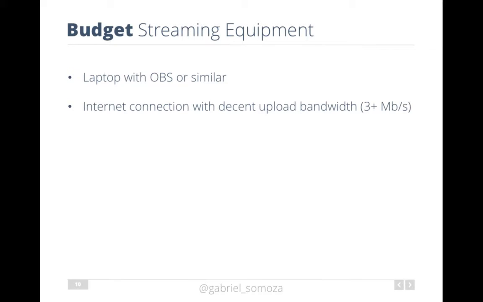Of course, you need an internet connection with decent upload bandwidth. As you probably know, upload bandwidth is not the same as download most of the time, but as long as you have 3 megabits per second or more, you should be good. It also depends on what quality you want to stream. 3 megabits per second is about what you need if you want to stream 720p or higher. You need a webcam, and most laptops come with one. That's what I'm using right now.